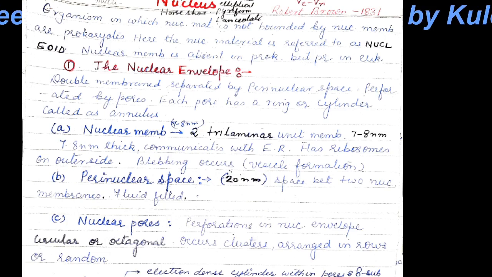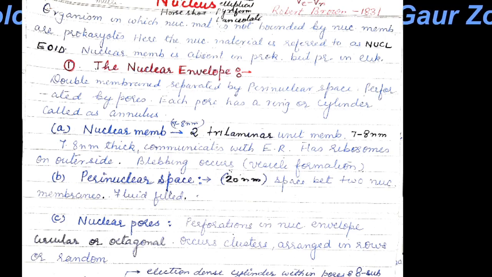The nuclear membrane has two trilaminar unit membranes of 7 to 8 nanometer thickness, and this outer membrane communicates with the endoplasmic reticulum many a times. It also has ribosomes attached to it on the outer surface, and it displays the phenomenon of blebbing, that is formation of vesicles.